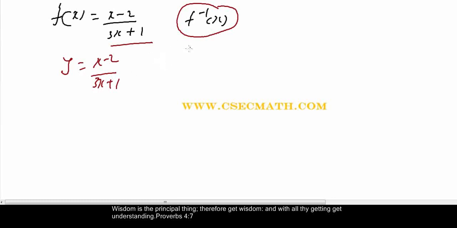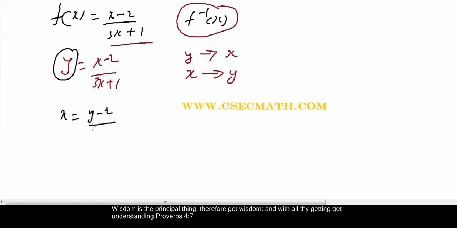to obtain the f inverse of x, wherever I see y, I would be replacing it with an x, and wherever I see an x, I would be replacing it by a y. So this is clearly going to be x equal to (y − 2) divided by (3y + 1). To complete the problem, we need to express this expression with y on the left and x on the right.